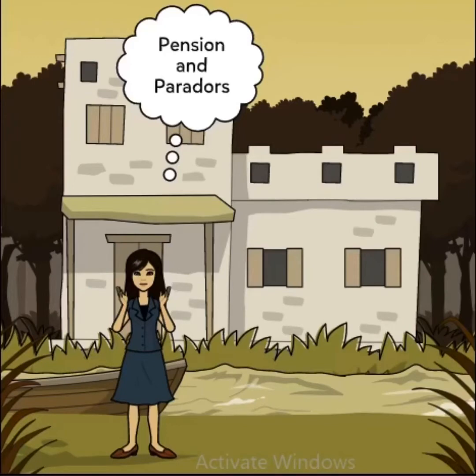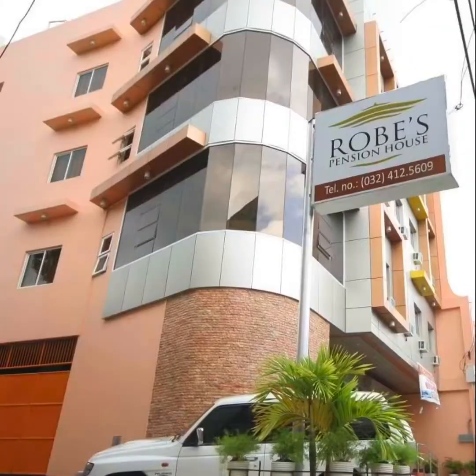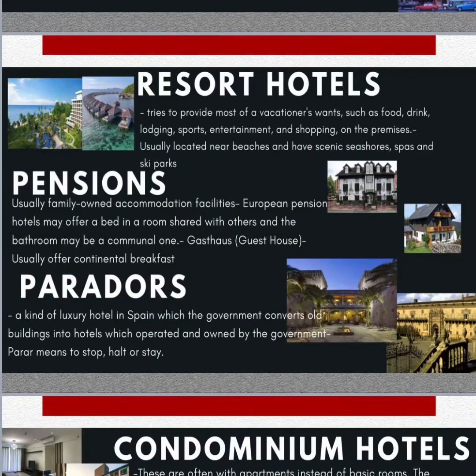Pension house. A European pension house may offer a bed in a room shared with others, and the bathroom may be a communal one. You can be picky when you choose a pension house because you are sharing one house with a stranger. It is also called a guest house. They usually offer continental breakfast because they do not have the facility to provide 24-hour room service. These are usually family-owned accommodation facilities. It is a lodging which is usually less expensive and more affordable than a hotel.